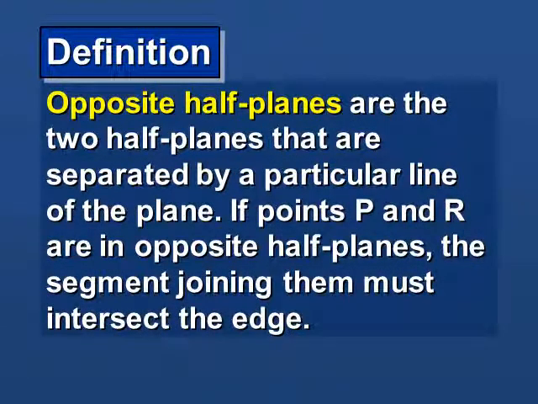Opposite half planes are the two half planes that are separated by the line on the plane. So if points P and R are on opposite half planes, then the segment must intersect the edge, or the line that's separating the half planes. So I'm going to show you a picture.